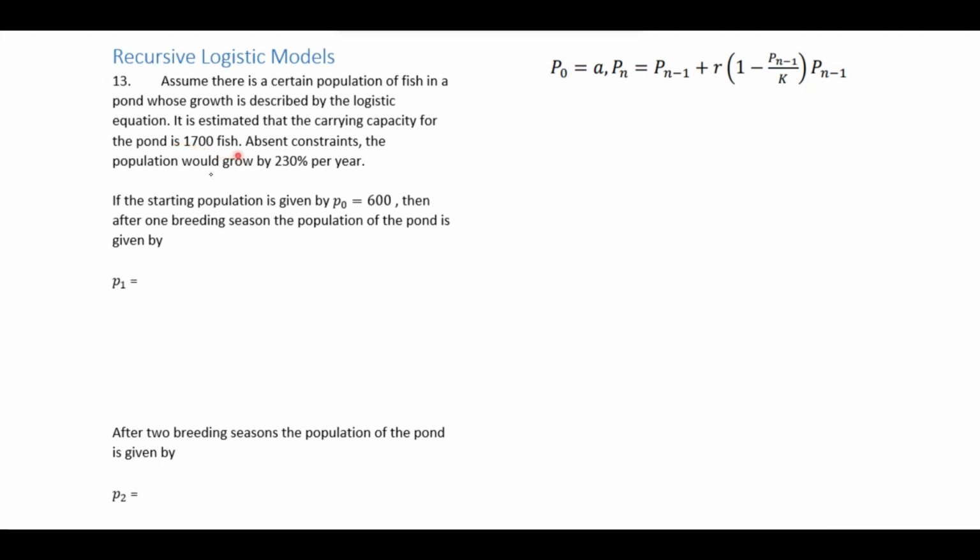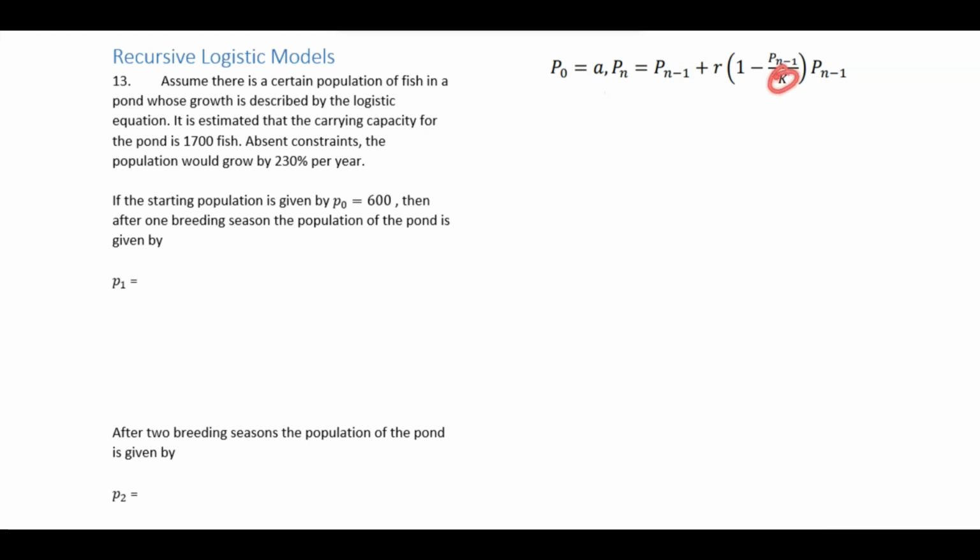Absent constraints, the population would grow by 230%. That's fast. If the starting population is given by 600, then after one breeding season and 2 breeding seasons, what's the population? Okay, so first off, here we have the recursive definition for the logistic growth.